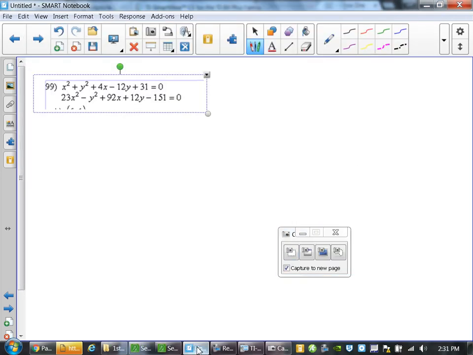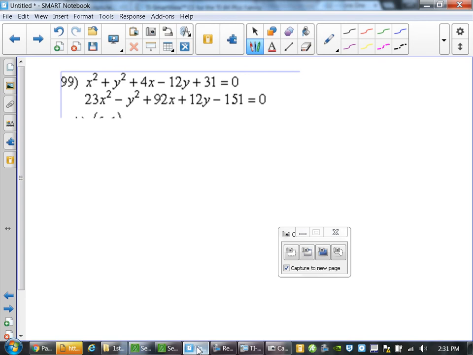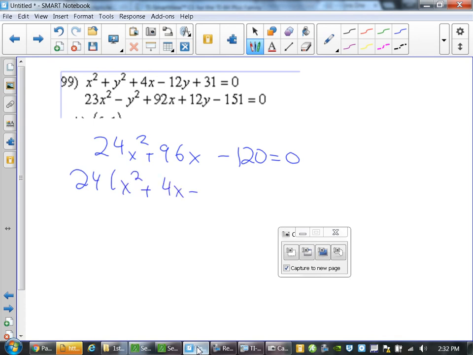Yeah. If I do the same basic idea, everybody see how I've got the opposite signs on the y squared and the y values with the same coefficient? If I add these two together, I'll eliminate the y squared and the y. I get 24x squared plus 96x minus 120. And then I can just factor that. Take out the 24. I get x squared plus 4x minus 5. I'm setting that equal to 0.